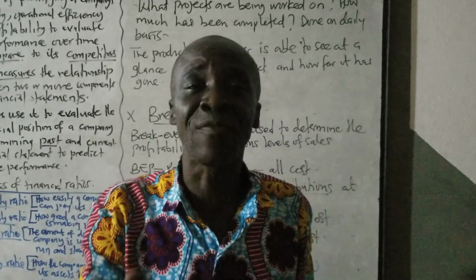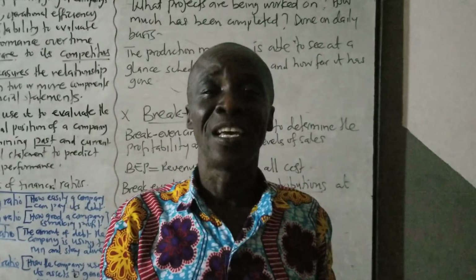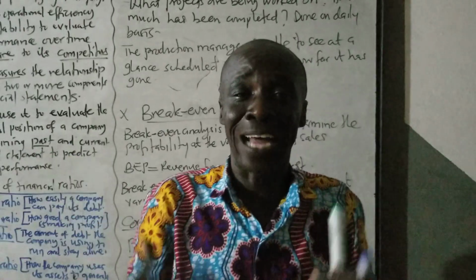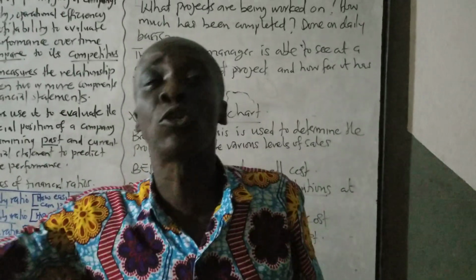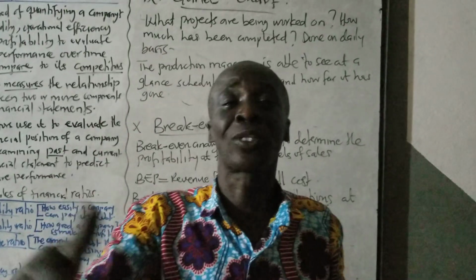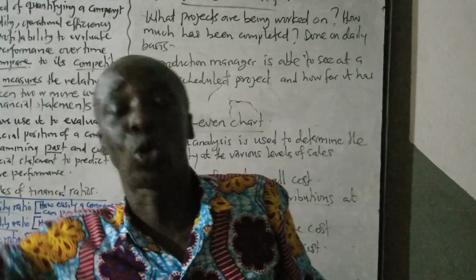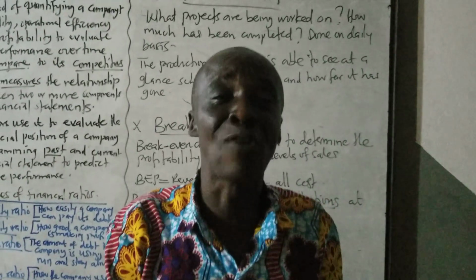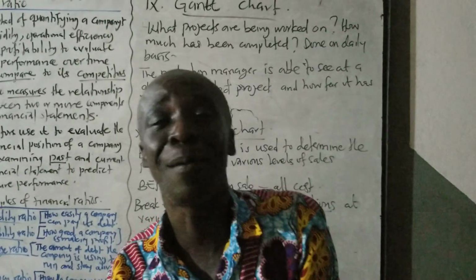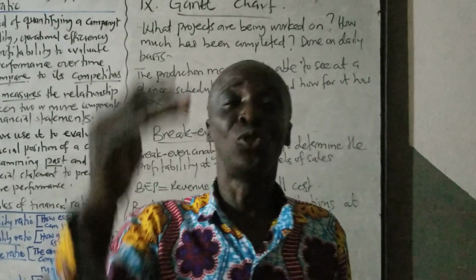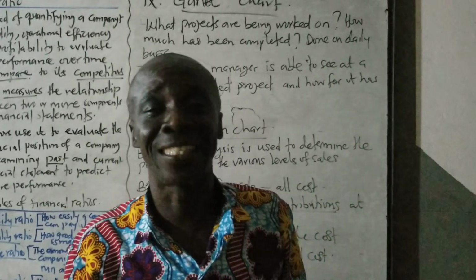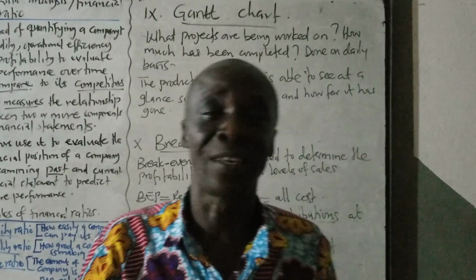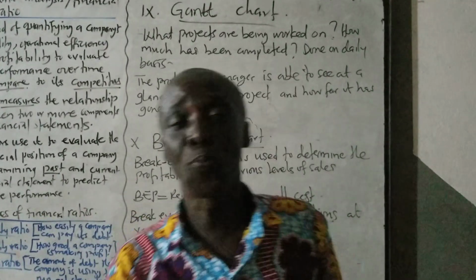What is break even? Break even, that is when you break even, it means at that point your revenue, the amount of money you had from selling the product, is equal to your total cost. Your revenue is equal to your total cost. So when you say you have broken even, that means you are neither making profit nor loss. If you buy something at, let's say, 5,000 and you sell it at 5,000, you have broken even. That is break even. There's no profit, there's no loss.